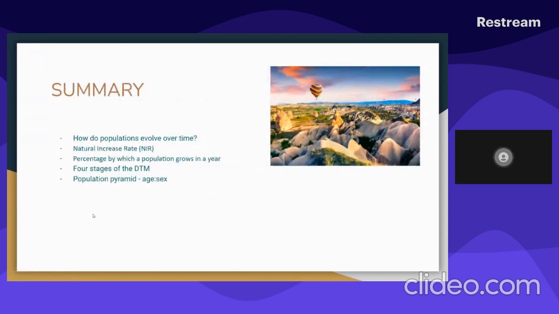Summary. How do populations evolve over time? That is what the demographic transition model tells us. The natural increase rate, which is the crude birth rate minus the crude death rate, is the percentage by which a population grows in a year. There are 4 stages of the DTM. Stage 5 doesn't exist yet. And these are the variables the population pyramid observes.